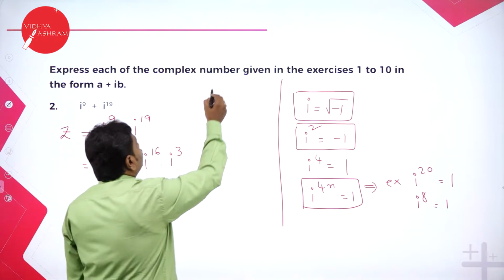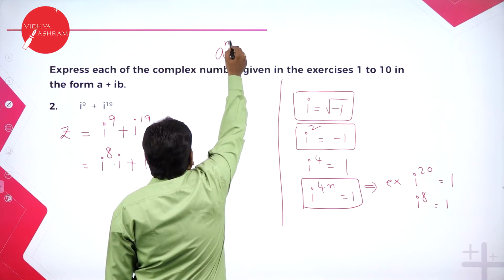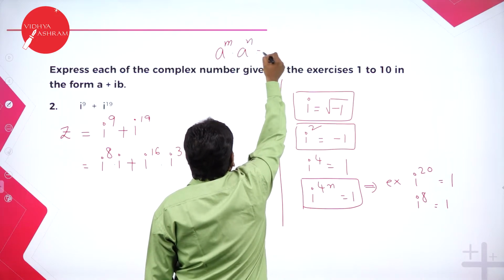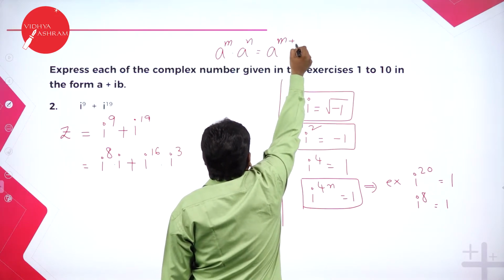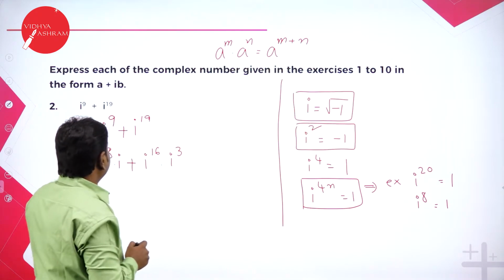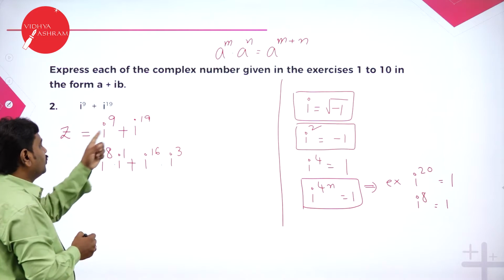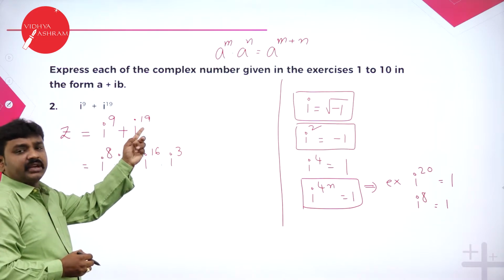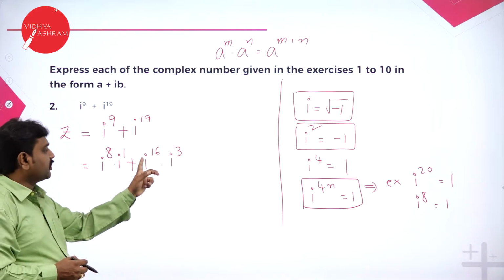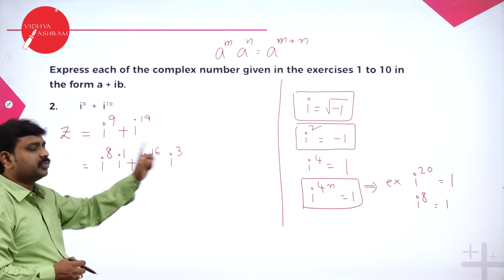All of you know very well, a power m into a power n can be written as a power m plus n, law of indices. Similarly, if you have a power m plus n, you can write like this. So now 9 can be written as 8 plus 1, and 19 can be written as 16 plus 3.